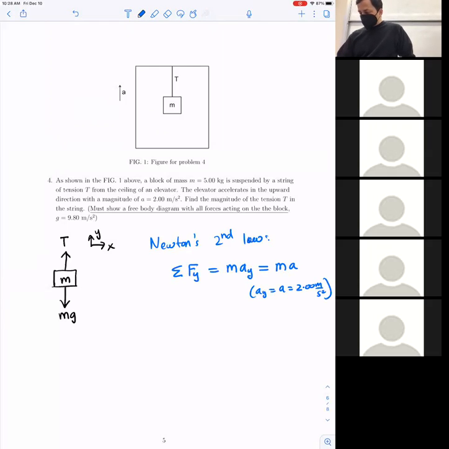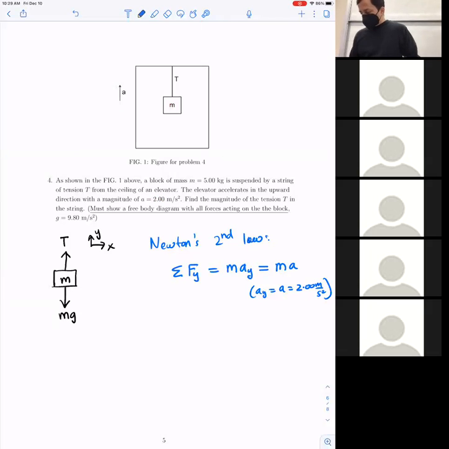So this is where the information about the fact that the elevator is accelerating upward appears, on the right side of Newton's second law. The left side, the sum of the forces, comes from the free body diagram. The right side is the acceleration of this mass m. The acceleration of this mass m is the same as that of the elevator because it's tied to the elevator. So therefore, this a_y is equal to this a, which is 2 meters per second squared.